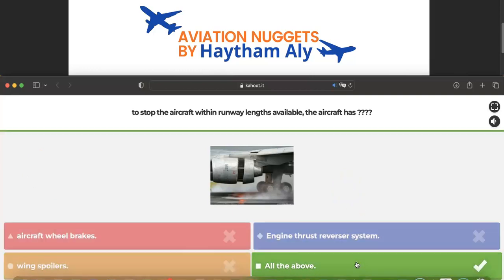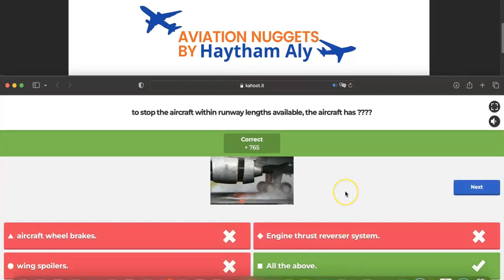Yes, in the aircraft we do have aircraft wheel brakes, engine thrust reverser system, and wing spoilers. The spoiler spoils the lift on the wing, like the brakes for the wing. For aircraft wheel brakes, in most modern airliners we have normal brake and alternate brake. At least 2 hydraulic systems will supply aircraft brake. Carbon multi-disc brakes are the most popular ones.